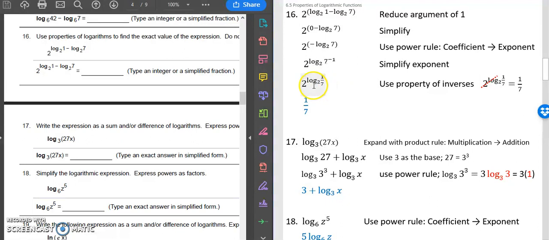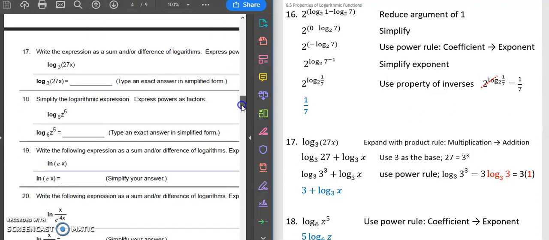Remember, logarithms and exponents are inverses. So when we have a base raised to the log of that same base, they will undo each other. So this 2 raised to log base 2 undoes each other, so we're simply left with 1 over 7. So that is our answer, 1/7.